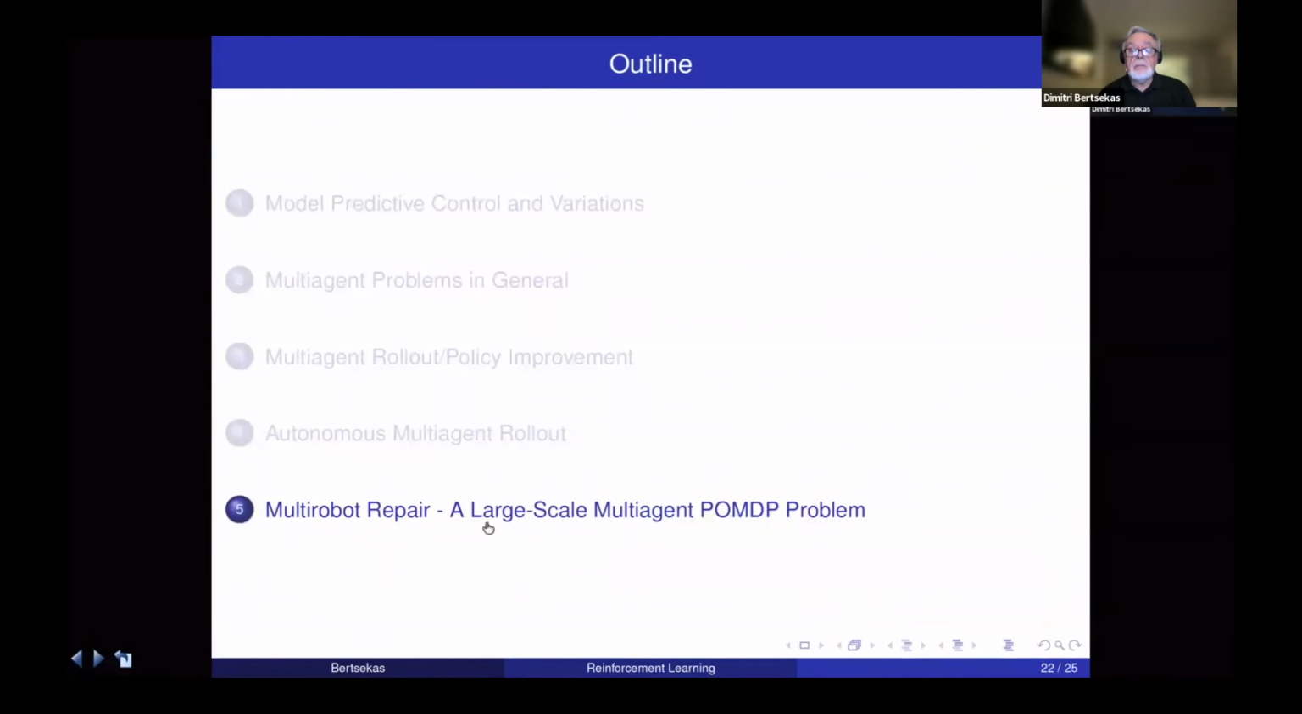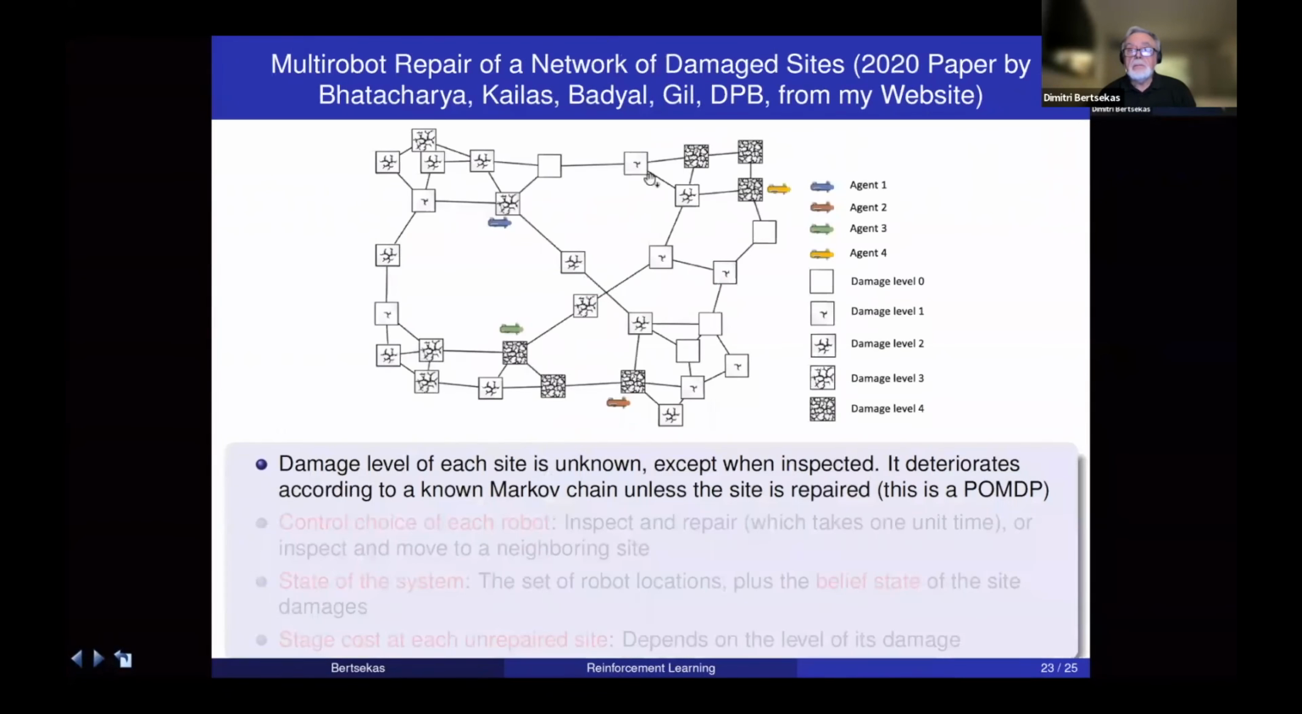Okay, so this is the recent paper that I did with 4 of my ASU colleagues, Shmita Bhattacharya, Siva Kailas, Sehil Bayal, who by the way is our grader for this course, and Professor Stephanie Gill, who has moved now to Harvard. It's a paper that we wrote a few months ago, and you can find a copy on my website, and it deals with multi-robot repair of a network of damaged sites.